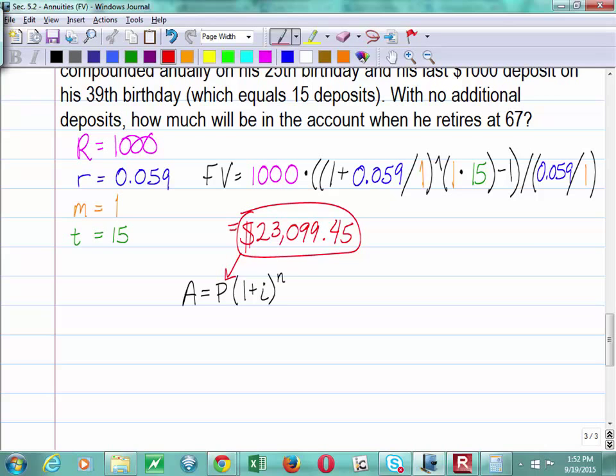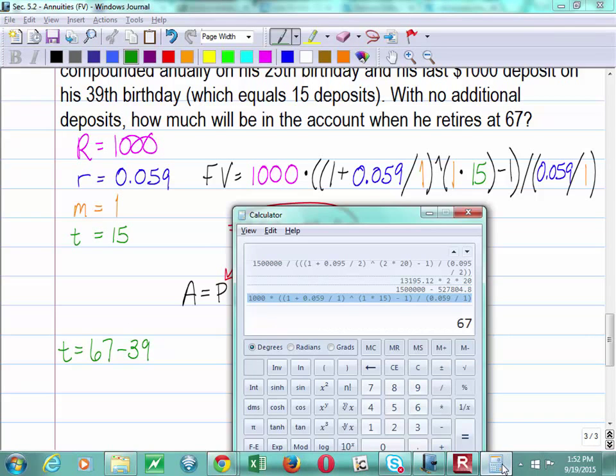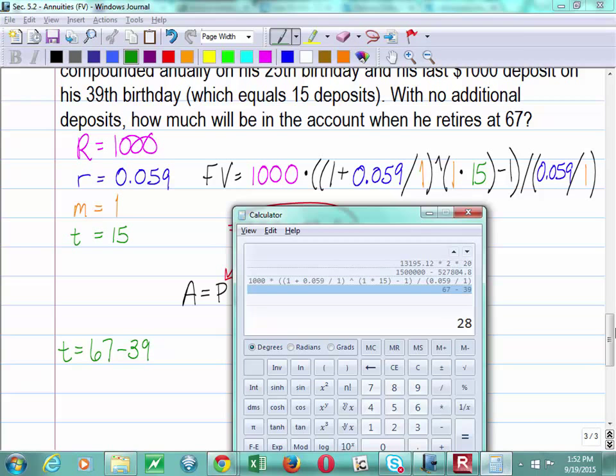Alright, so now we still have the same R, the same M, but now T is going from 39 to 67, so the new T would be 67 minus 39. So that's going to be 28.